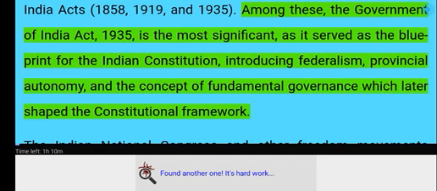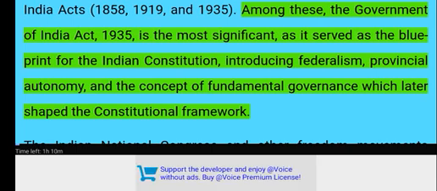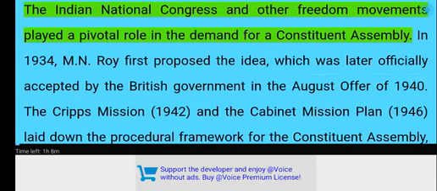Among these, the Government of India Act, 1935, is the most significant, as it served as a blueprint for the Indian Constitution, introducing federalism, provincial autonomy, and the concept of fundamental governance which later shaped the constitutional framework.